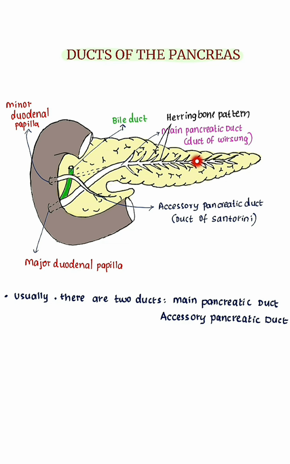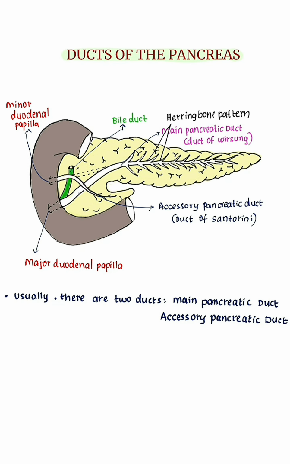It traverses the whole length of the pancreas. At the neck, it bends downwards. It passes backwards and to the right in the head of the pancreas.